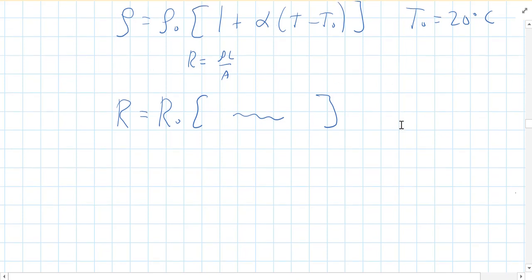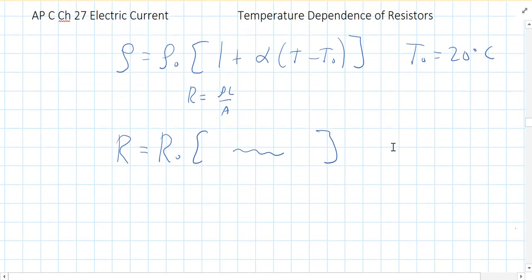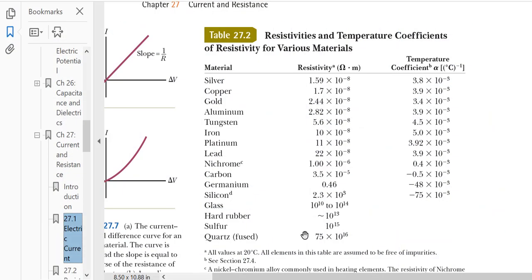So for an example, you might know that iron and carbon have vastly different resistances. Carbon has a lot more resistance than iron does. If you look at our chart here, iron is 10 to the negative 8th. Carbon is 3.5 times 10 to the negative 5th. That's a lot more resistance. It's factors of 10 more resistance. But if I heat them up, iron's resistance goes up and carbon's resistance goes down.